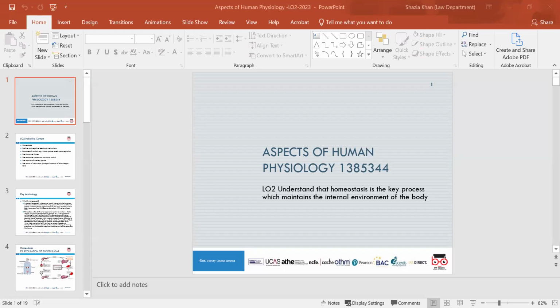Before I go on to learning outcome 2, I want to give you a refresher of what we did in learning outcome 1, so you've got a little bit of an idea, and just summarize what we did in the last learning outcome. In learning outcome 1, we looked at understanding that the human body comprises different organ systems, and we looked at levels of organization.